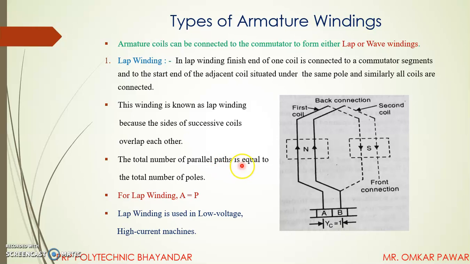So the total number of parallel paths is equal to the total number of poles. For lap winding, you should always remember that A, the number of parallel paths, is equal to the number of poles. Here there are two poles and two parallel paths. Lap winding is used in low voltage and high current machines because it is connected in parallel, and in parallel there is a high current.